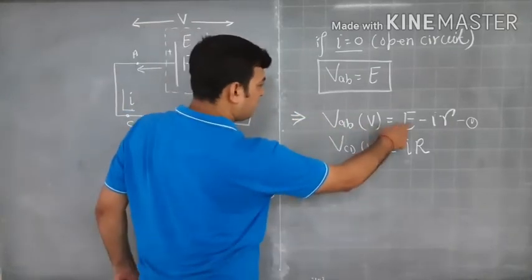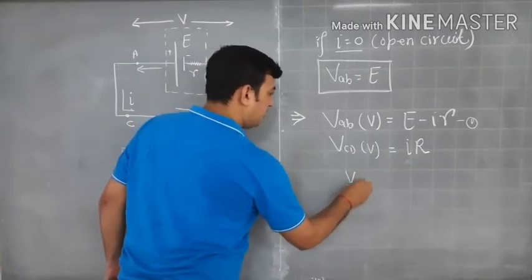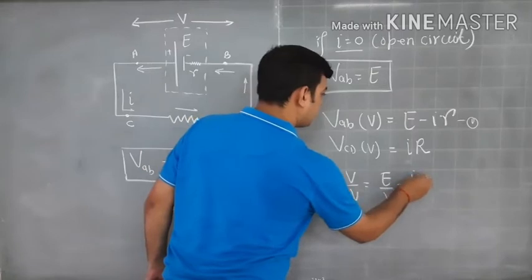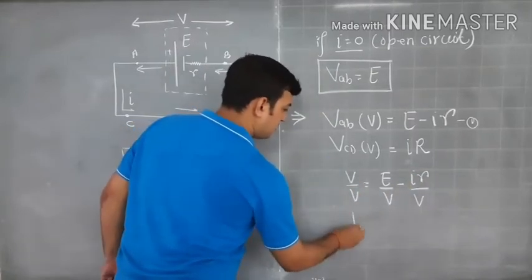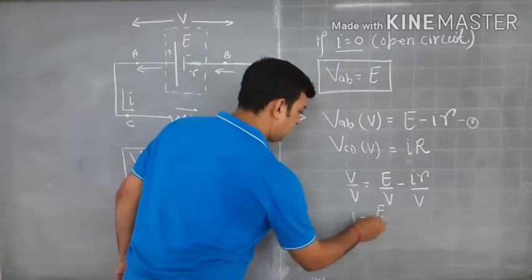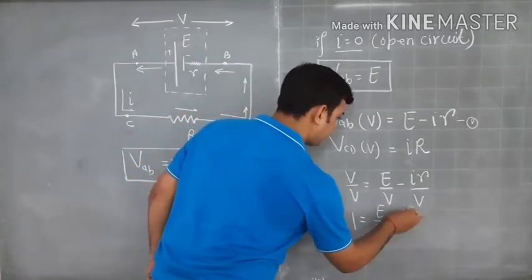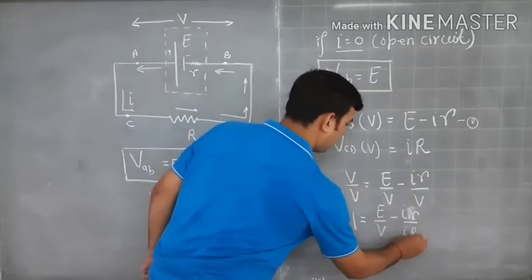So if I divide equation number 1 by V, I will get V by V equals E by V minus IR by V. This is going to be 1. So this is E by V minus IR, and the value of capital V is I capital R.